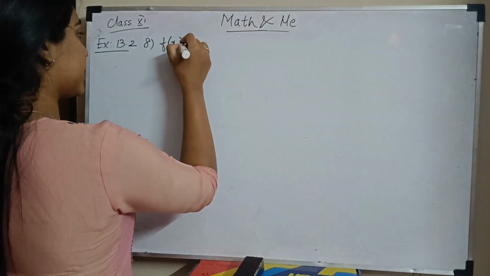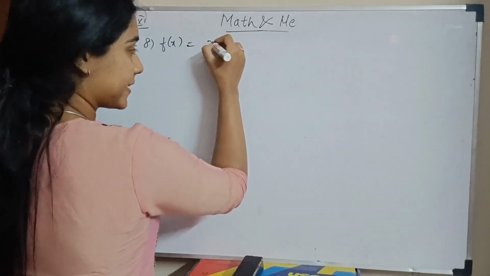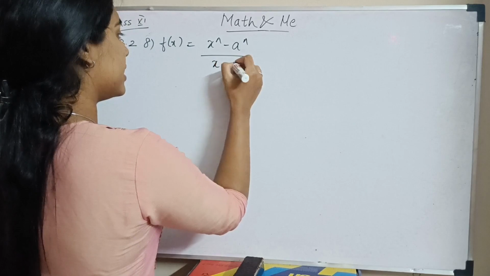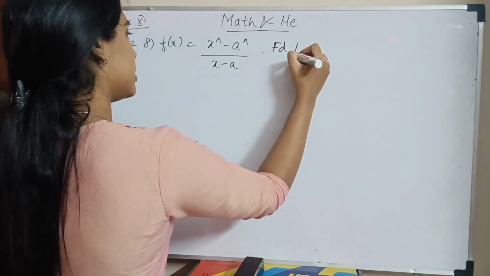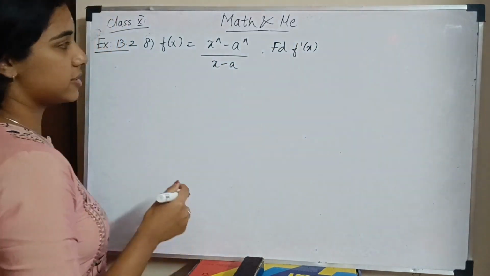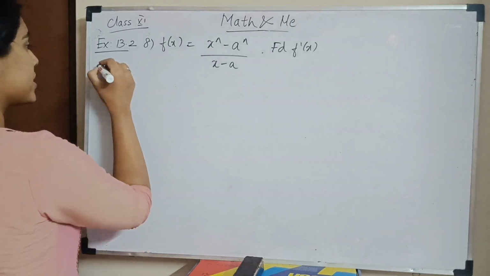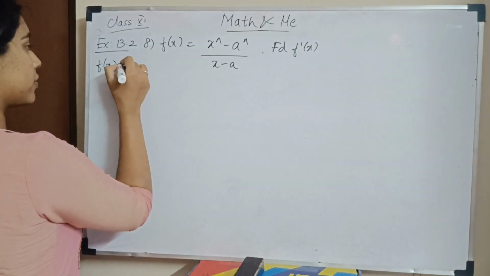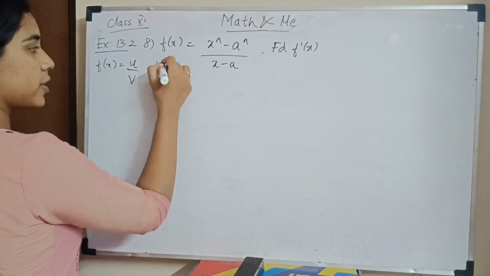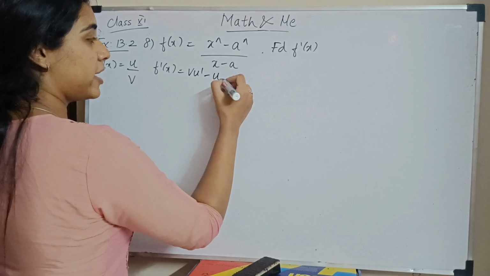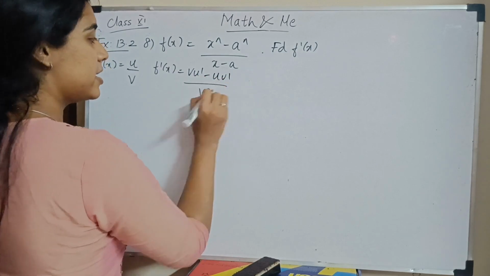The derivative f dash of x, where f of x is (x to the n minus a to the n) divided by (x minus a). Find f dash of x. First, this is of the form u by v, correct? So f of x is of the form u by v. So f dash of x, first write this formula: vu dash minus uv dash divided by v square.